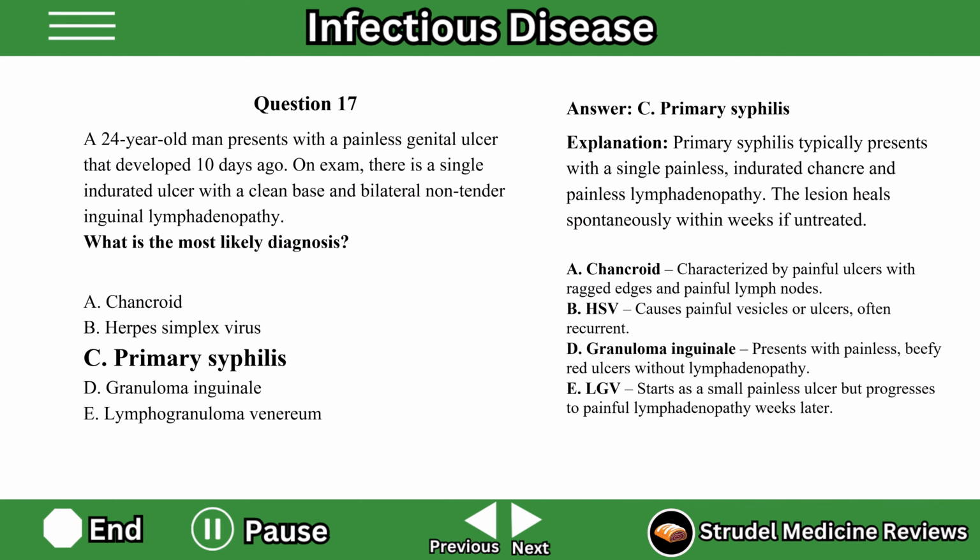And E, LGV, your lymphogranuloma venereum, starts as a small painless ulcer, but then progresses to painful lymphadenopathy weeks later.